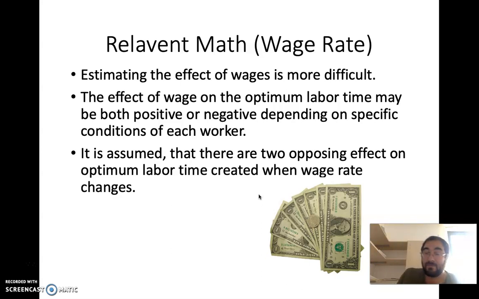So we have an effect that is called the substitution effect, created by the fact that now by working I can get more income, which might stimulate me to work more. But we have another effect that's called the income effect, basically. We will talk more on this in the next part.